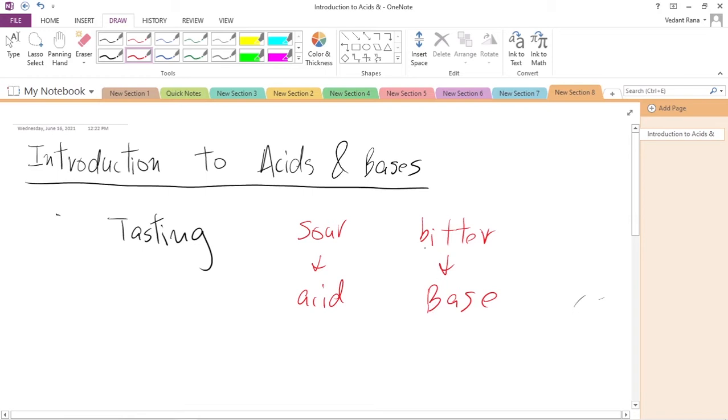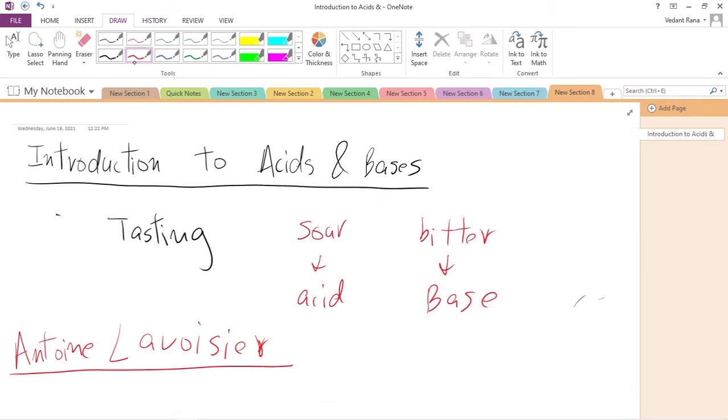So the first scientific concept of acids and bases was provided by someone named Lavoisier. He was a French chemist. I forgot his first name, I think it was Antoine. I'm not sure if that's how we spell his name or not, but yeah. So the first scientific concept of acids and bases was provided by Antoine Lavoisier in 1776.